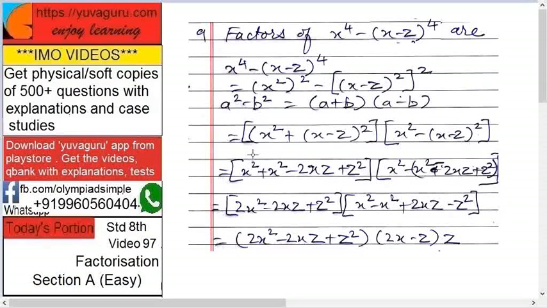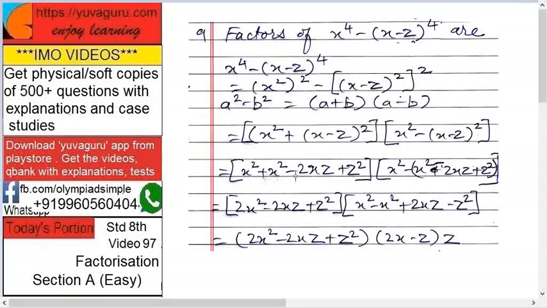So this becomes (x square plus (x minus z) the whole square) into (x square minus (x minus z) the whole square). Solve each bracket separately. Therefore, x square plus x square minus 2xz plus z square, a minus b the whole square is a square minus 2ab plus b square. Similarly here, x square minus, now bracket, x square minus 2xz plus z square, and bracket close. Now solve this inner bracket.